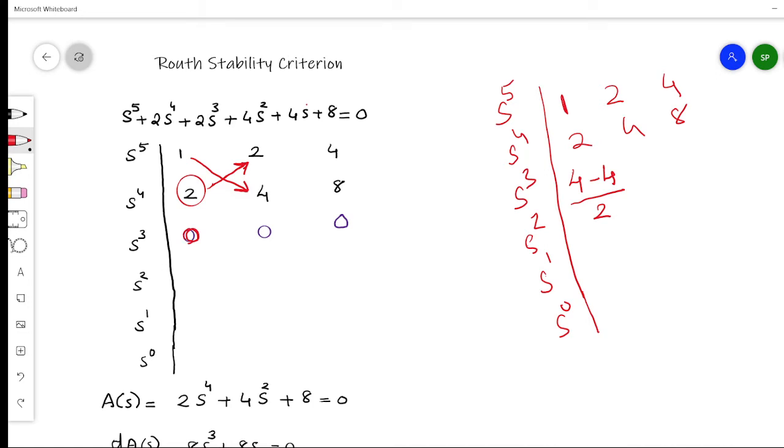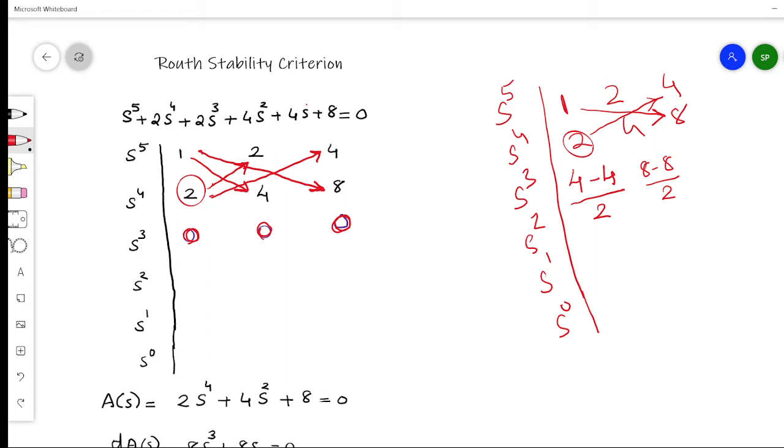Next element, how will you find it? Here the next one is 2 into 4, that is 8, minus this 1 into 8. Like this it will be going on. First you did 2 into 2 minus 1 into 4. In the second step, you will be doing 2 into 4 minus 1 into 8, so that is 8 minus 8, divided by the same thing, divided by 2. Again you will be getting 0, so I have written it as 0 here. We don't have any more elements here, so we just put a 0 there. Now you can see that in the third row, we have come across all 0 elements.